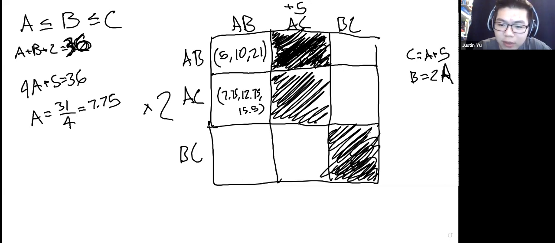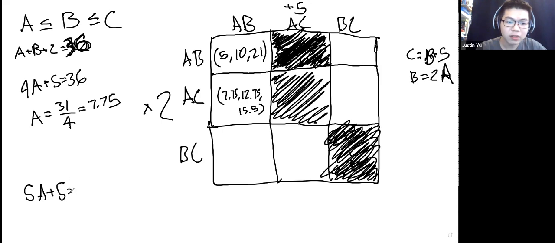Is anybody confused about what I'm knocking out? Please message me. All right, so the final case, BC. So C is going to be equal to B plus 5, and B is going to be equal to 2A, just like before. So we're doing this one right here. Let's plug this into this equation again. We get, I think, 5A plus 5 is equal to 36. Then A is going to be 6.2. B is equal to 12.4.